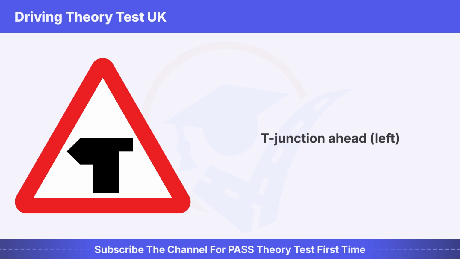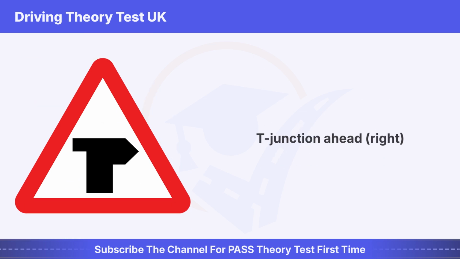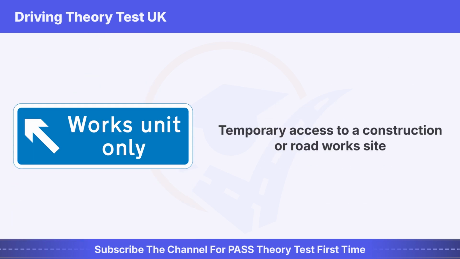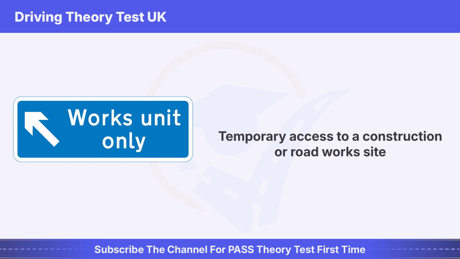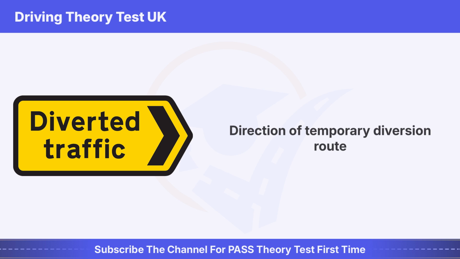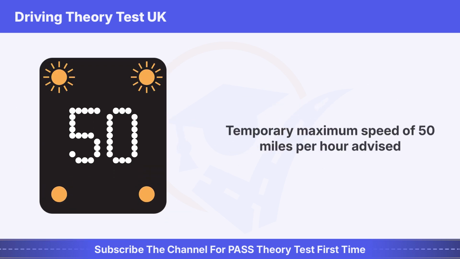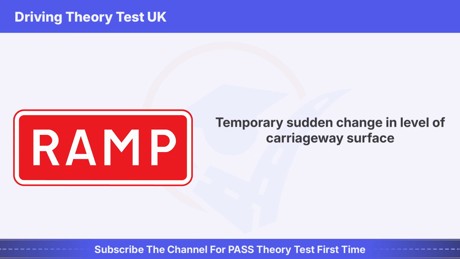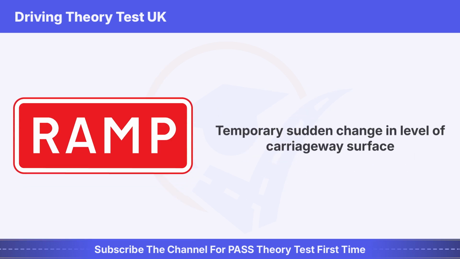T-junction ahead, left. T-junction ahead, right. Temporary access to a construction or roadworks site. Direction of temporary diversion route. Temporary maximum speed of 50 miles per hour advised. Temporary sudden change in level of carriageway surface.